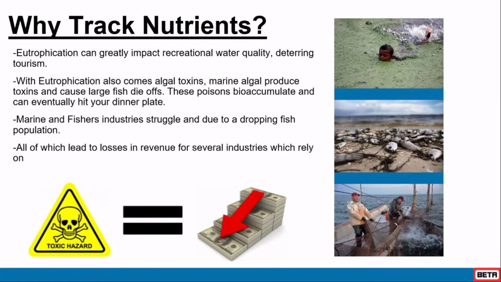So I just wanted to remind everyone of why we track nutrients, and really it comes down to eutrophication. Eutrophication can greatly impact recreational waters, causing algal blooms and bringing all sorts of toxins to the water. These poisons can bioaccumulate, and they can even hit your dinner plate. But really, something to consider is marine and fisheries industries that are also relying on this clean water for the health of estuaries, bays, and large lakes.